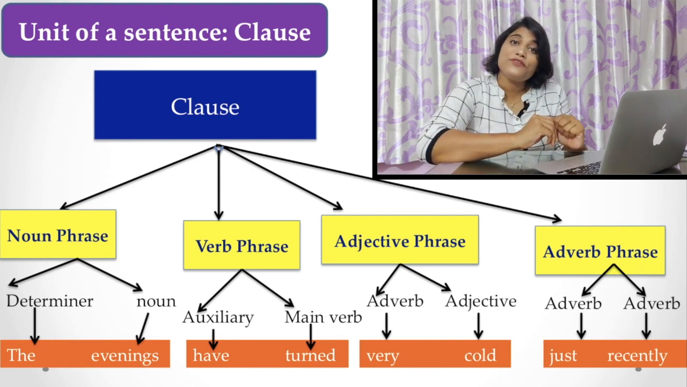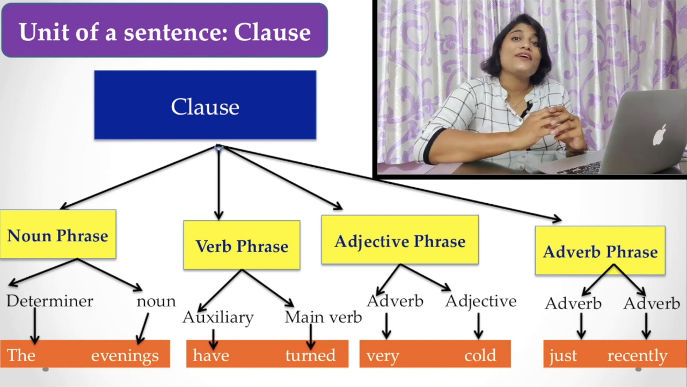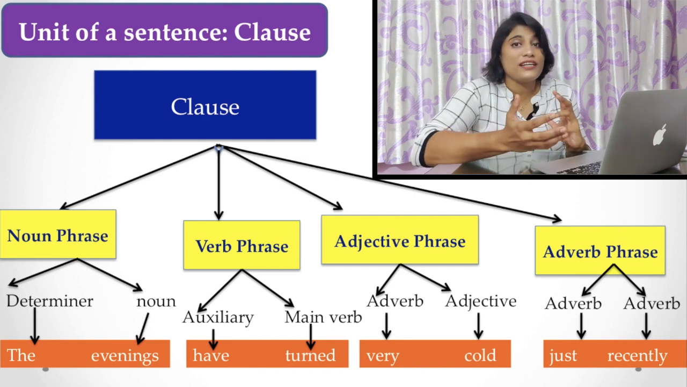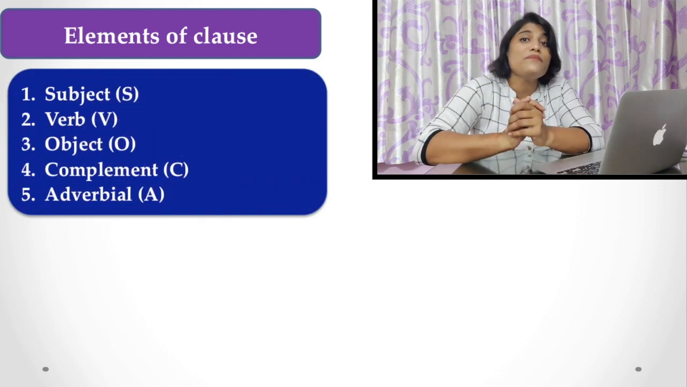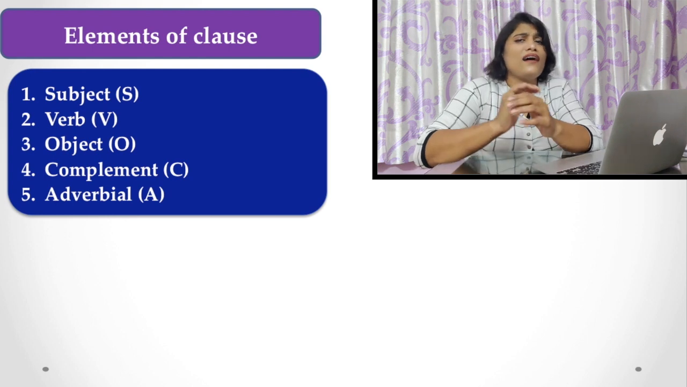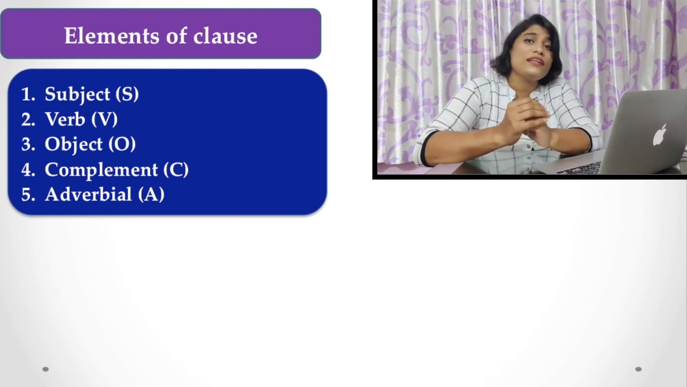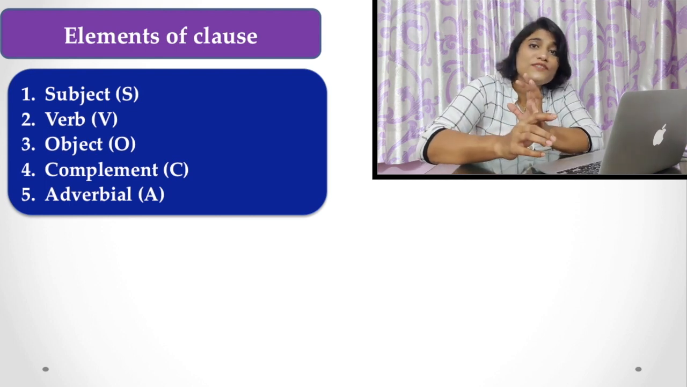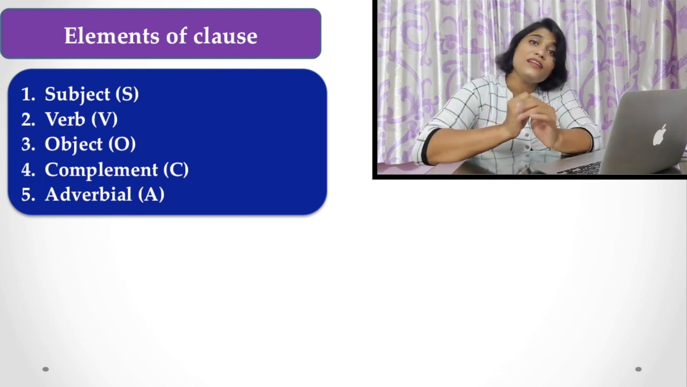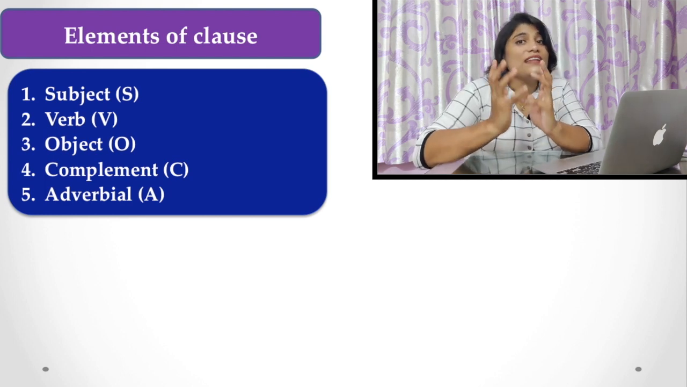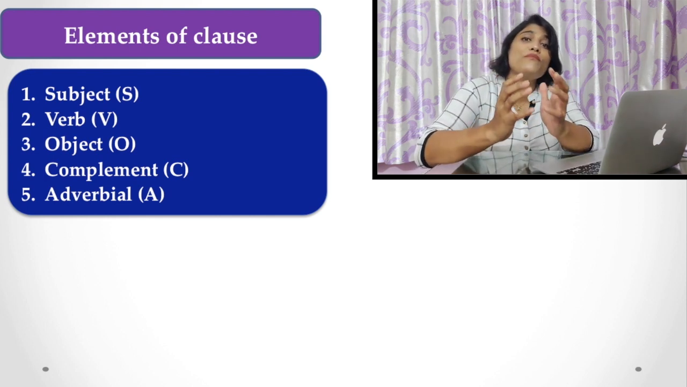So, what is the difference between clause and phrase then? Phrases are the combination of words, but in a clause we find more elements. In a clause, we may find 5 elements, in typical combinations. What are those? When it is a clause, you find a subject, a verb, an object, a complement, and adverbial, etc.